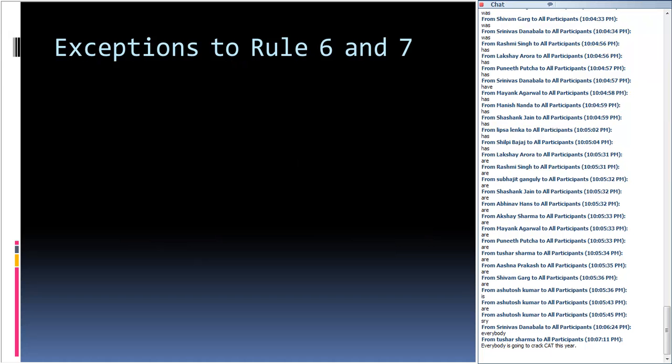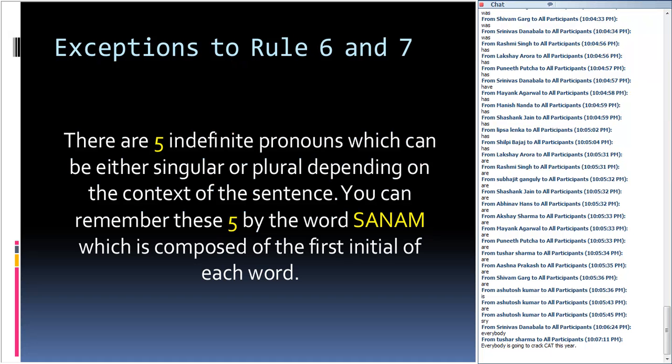So let us now talk about exceptions. Now it's not just rule number 7 that we're going to talk about. We are also going to talk about exceptions to rule number 6. There are certain exceptions to rule number 6 and rule number 7. Let's take a look at these exceptions. Please remember that there are 5 indefinite pronouns that can be either singular or plural depending on the context. इन पांचों के अलावा बाकी सारे के सारे indefinite pronouns हमेशा singular होंगे. Okay, but these 5 pronouns can be both singular as well as plural.